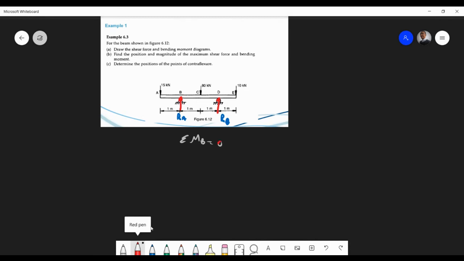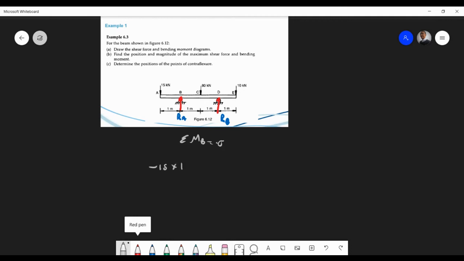But we take moments at B. Of course, we could have taken moments at the other support as well, but we're taking it at B because we want RA. So what do we do, right? We start with the 15 kilonewtons. 15 times 1, 2, 3. That's going anti-clockwise, right? Oh, no. Let me just get this right. Moments at B, so that's minus 15 times 1.